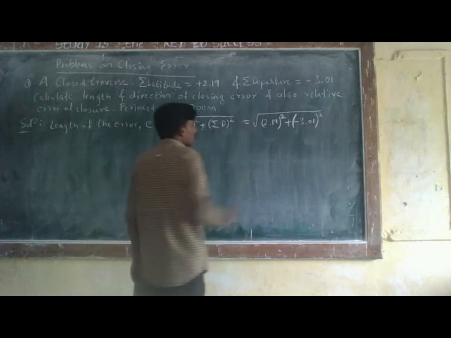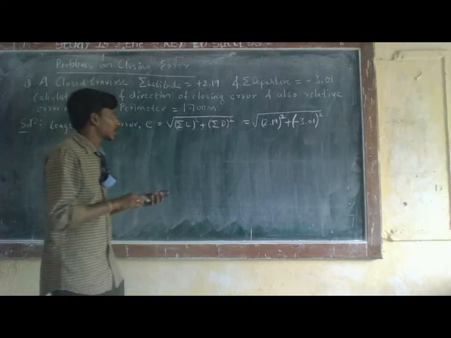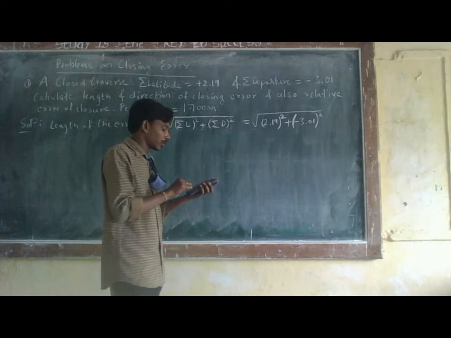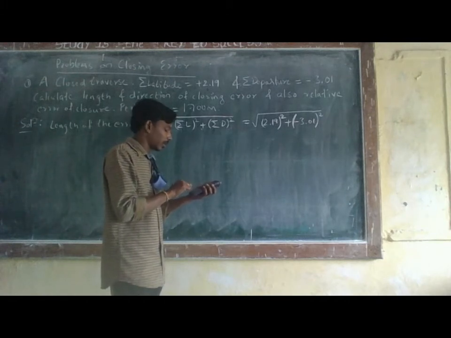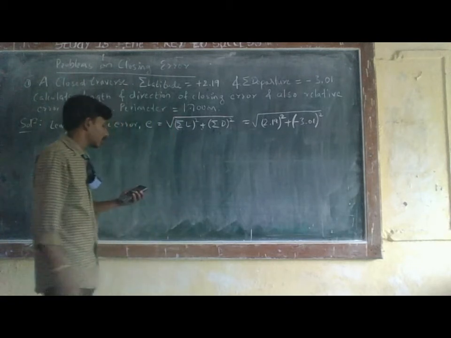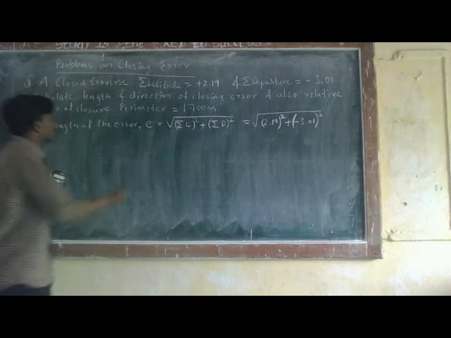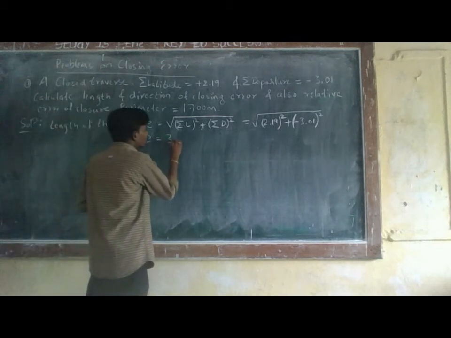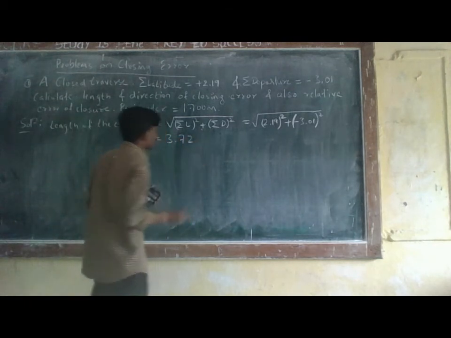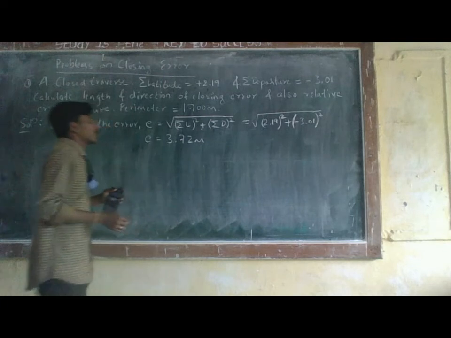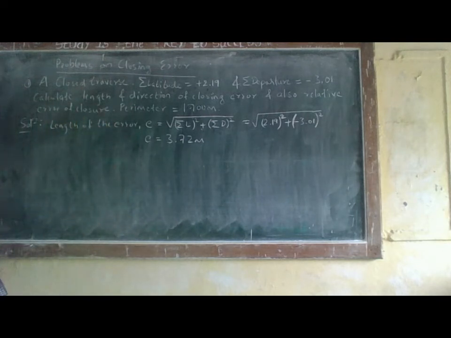Now calculate the substituted values. So square root of 2.19 whole square plus of minus 3.01 whole square. That will give the value 3.72. So the length of closing error is 3.72. So this is the closing error, 3.72 meter. Now you have to calculate the bearing, so the bearing of the error.